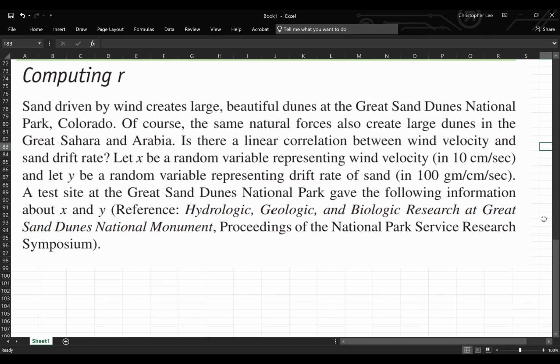Let X be a random variable representing the wind velocity in 10 centimeters per second, and let Y be a random variable representing the drift rate of sand in 100.